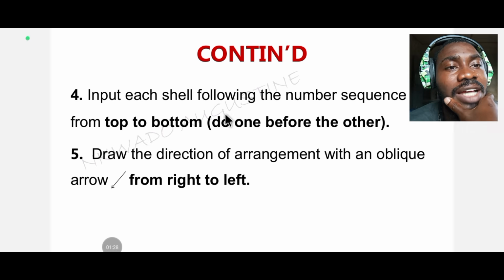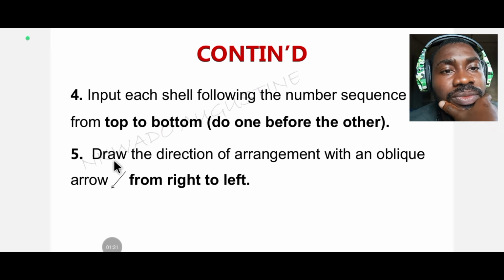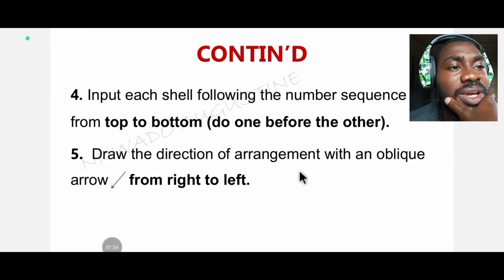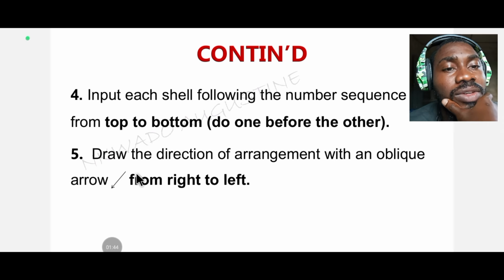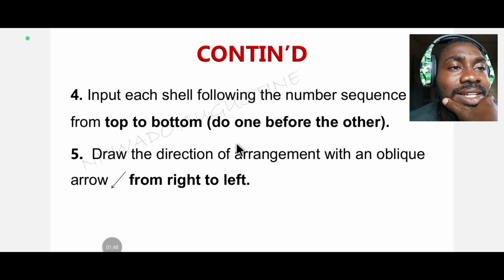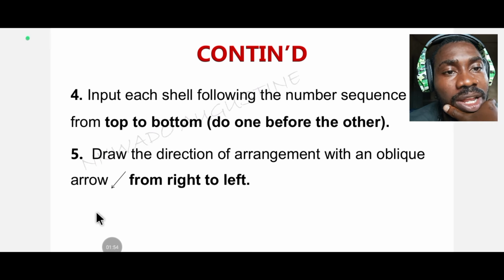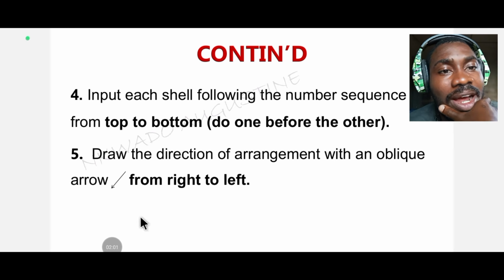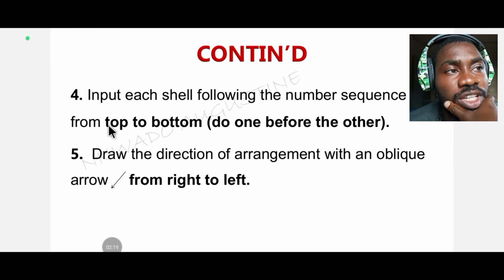Then after that, you go to the fifth step, which is to draw the direction of arrangement with an oblique arrow. This is an oblique arrow. You are drawing this line from right to left, like this. It's not straight. Not from left to right, from right to left. Oblique line.